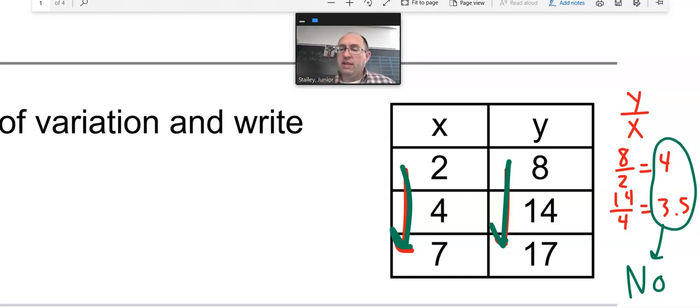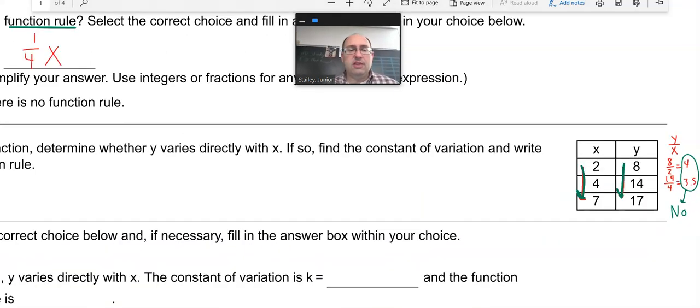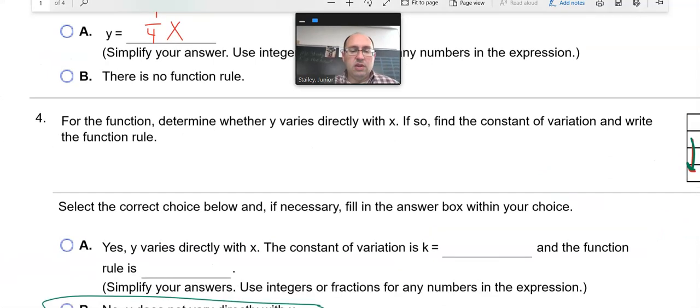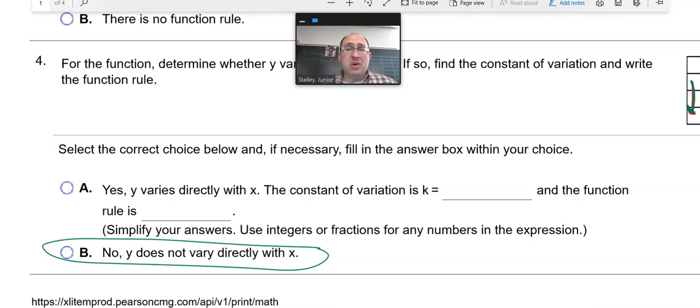Now, if I do my y over x, my 8 over 2, I get 4, and then if I do 14 over 4, I get 3.5. They are not equal to each other. That's a definite no. They are not directly related. Close, but not directly related. Okay, so the answer to that is no. Therefore, you can't come up with an equation. Don't waste your time.